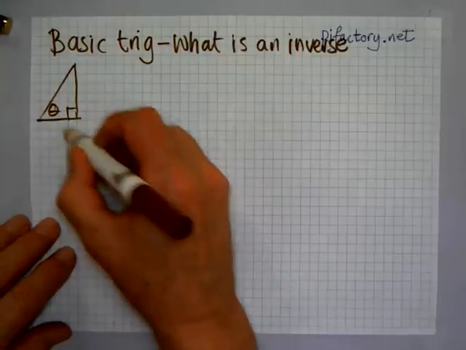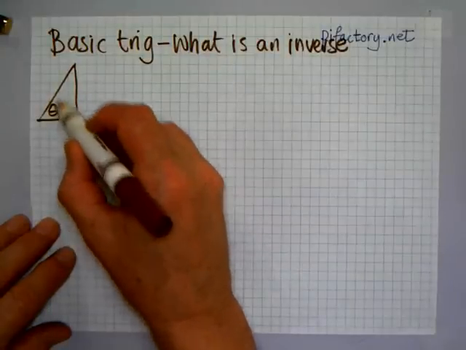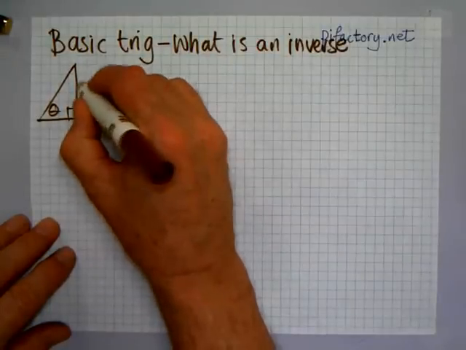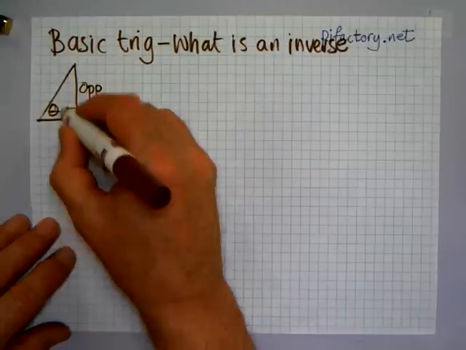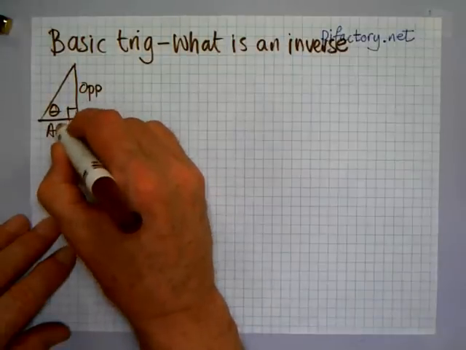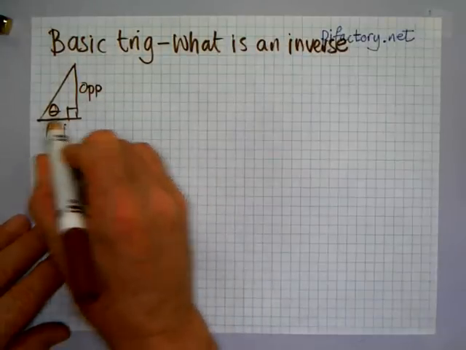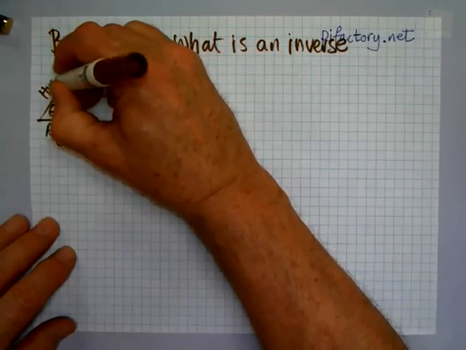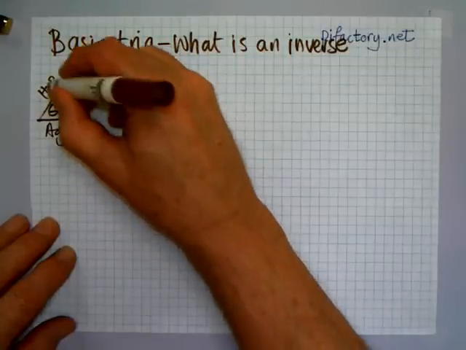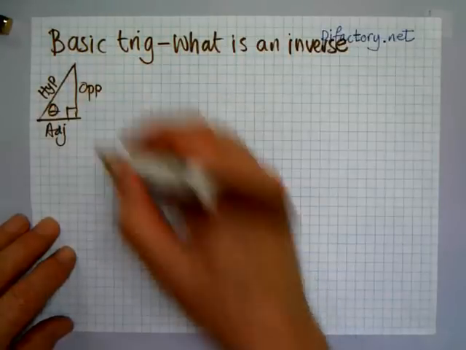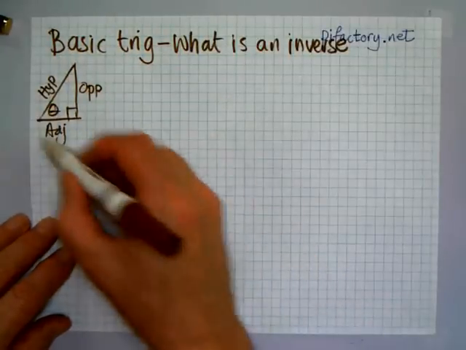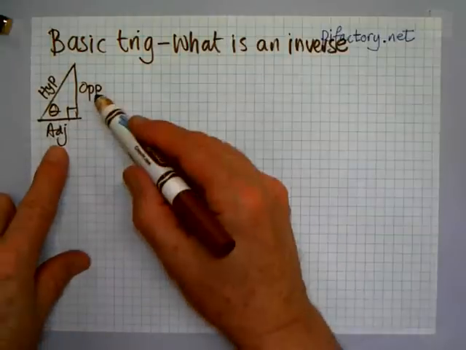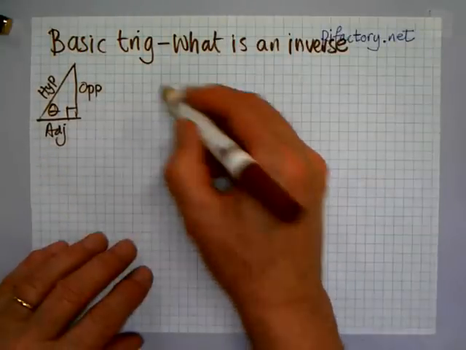We've got a right angled triangle, an angle, and relative to that, an opposite side, adjacent, touches the angle, the opposite side is opposite, and then of course the longest side opposite the right angle is the hypotenuse. And these give us the basic three trig ratios.